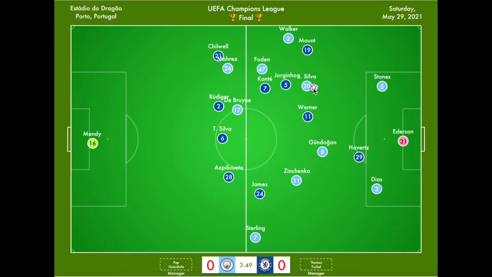And all this time, Bernardo Silva has basically looked around to see if there's any options. There aren't because of the massive coverage here from Chelsea, so he goes right back to Stones. And here is where he sees a spot open for Gundogan, so he passes him the ball. And that's where a funny thing happens.